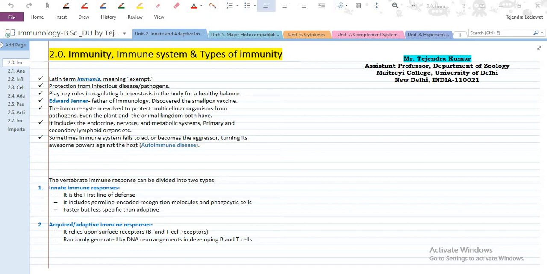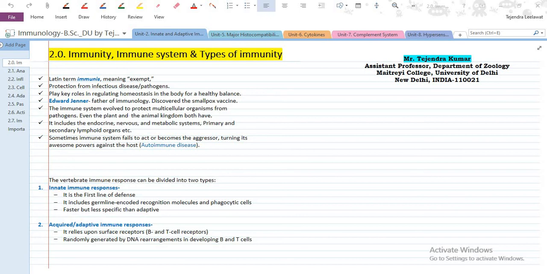Vertebrates have two types of immune responses: the innate immune response and the acquired or adaptive immune response. Vertebrates are the higher evolved organisms of the animal kingdom, and that's why they should have very evolved immune responses and a very evolved immune system. The first one is the innate immune response and the second is the acquired or adaptive immune response.